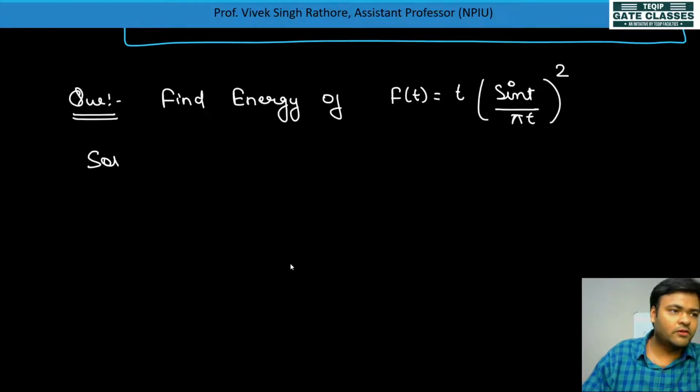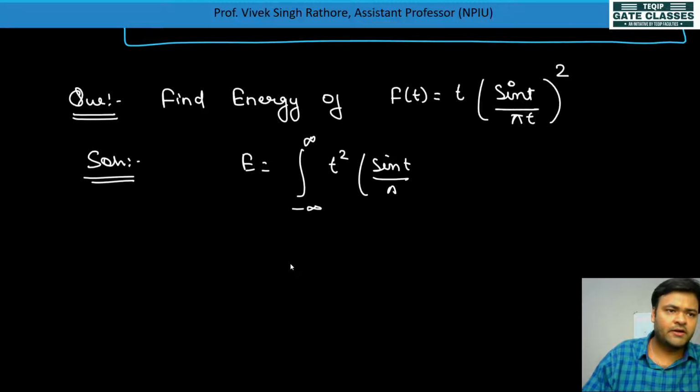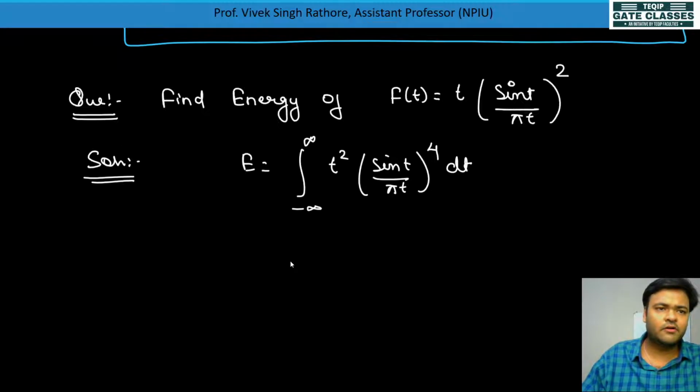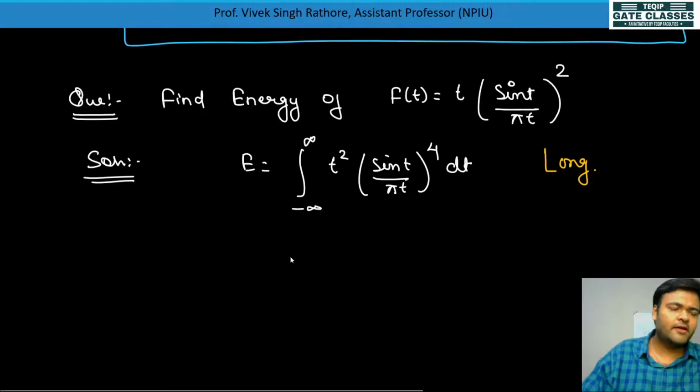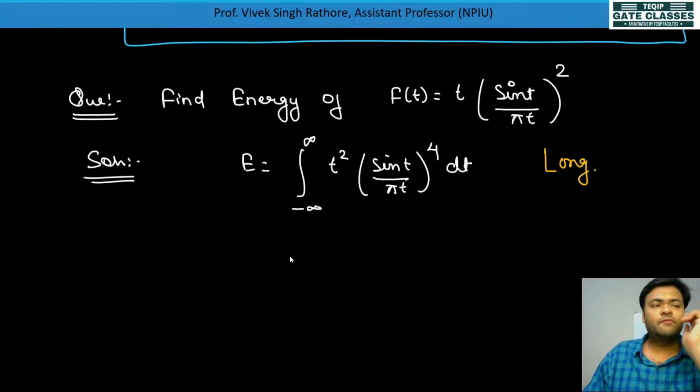In first go, what you will think that let's calculate it by energy formula. So you'll get minus infinite to infinite f square of t, okay. So you'll do t square sine t by pi t to the power 4 dt, you know? This by this relation you'll do, it is not a wrong method, but it will take very long time, you know? So we cannot opt for this method in competitive exam, so this method will go long, so we'll avoid it, okay.